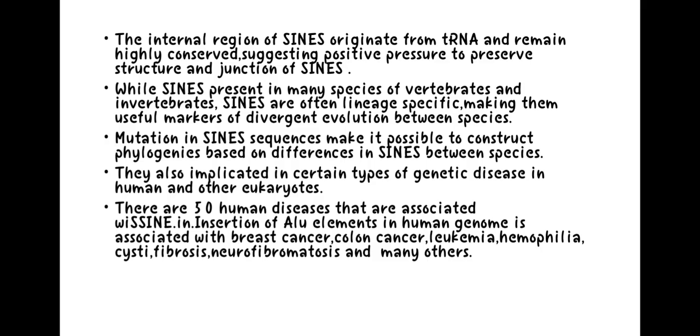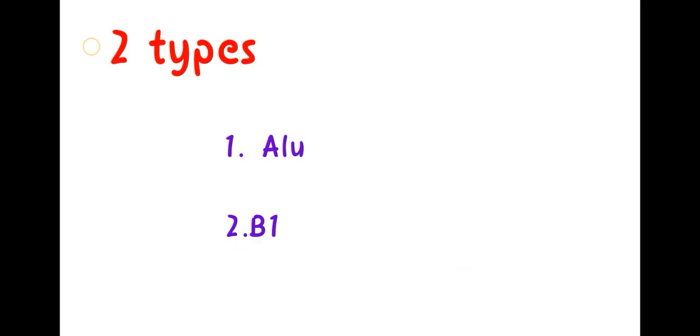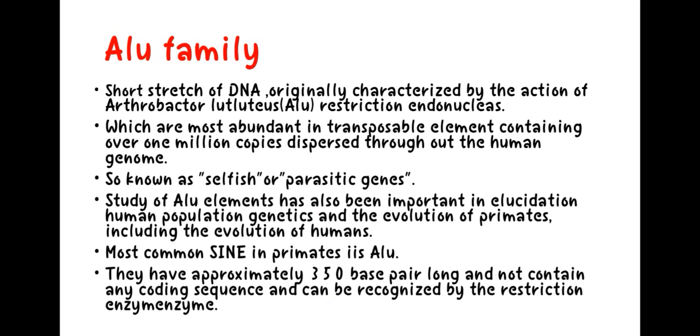They are also implicated in certain types of genetic diseases in humans and other eukaryotes. There are 50 human diseases that have been associated with SINEs. Two types: ALU and B1.